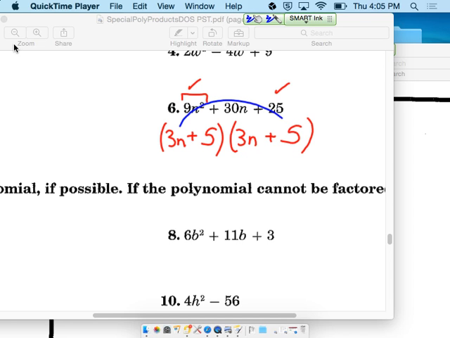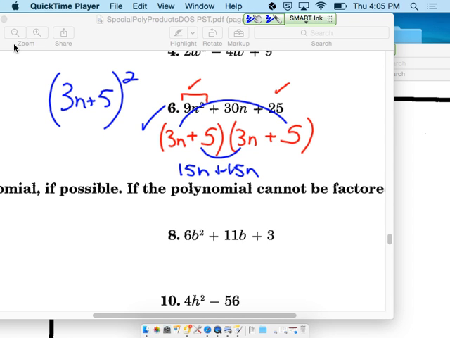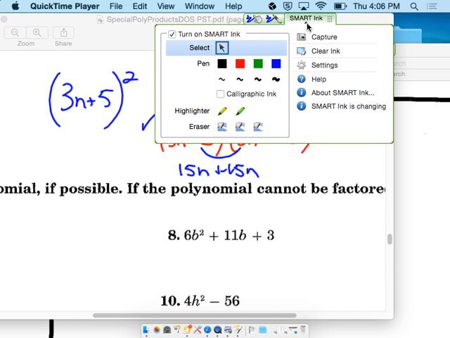So I have 3n times 5 and 5 times 3n. Does that sum to 30n? And it does. So I assume, yes, this is a perfect square trinomial, and 3n plus 5 times itself would be the factored form of that perfect square trinomial. Let's look at a few others.